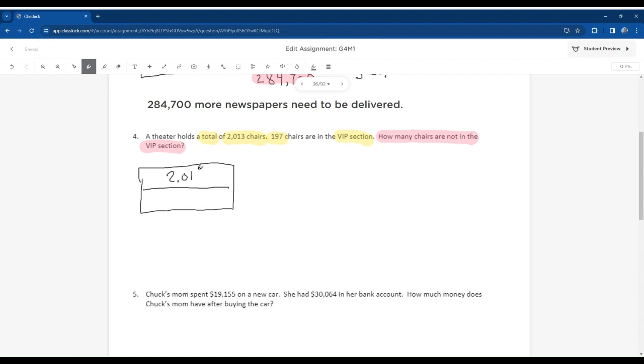So total number of chairs, one part is 197. Again, this is the VIP section. This part over here that we need to figure out is the non-VIP section. Again, we'll use subtraction. 4-digit number minus a 3-digit number, so I need to make sure I'm lining up my place values to the right-hand side. So if you're not sure if you're doing this correctly, line up your ones place first.